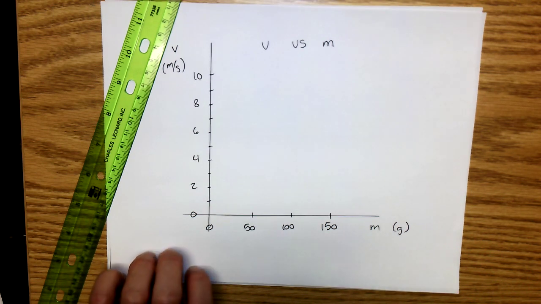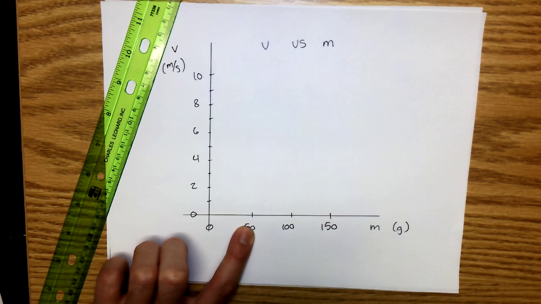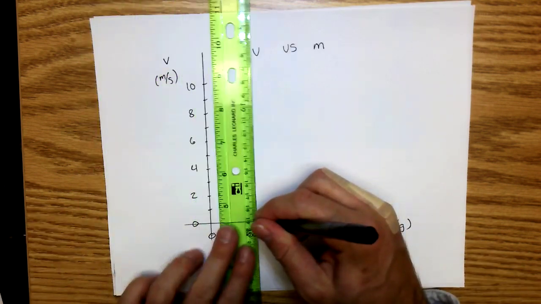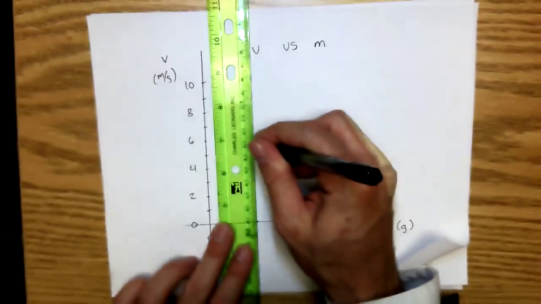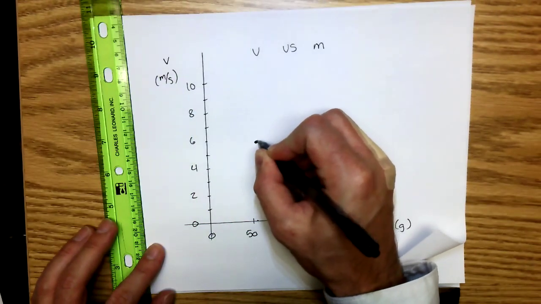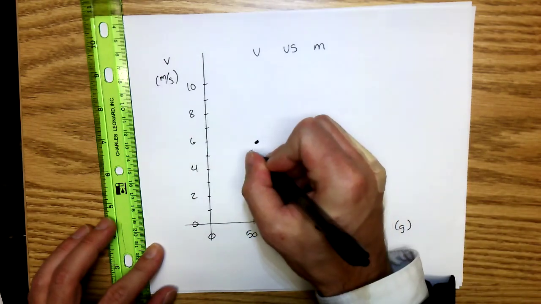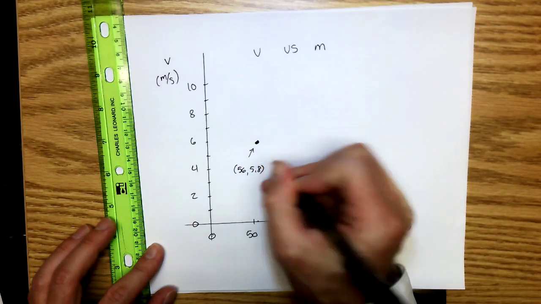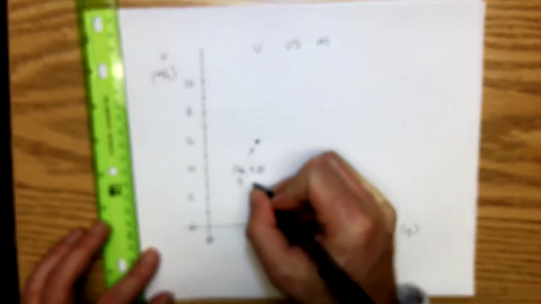All right, so let's get some points here. There was 56 grams, and the corresponding speed was 5.8 meters per second. So 56, 5.8. That's right about there. I label this 56, 5.8. That's grams and meters per second.